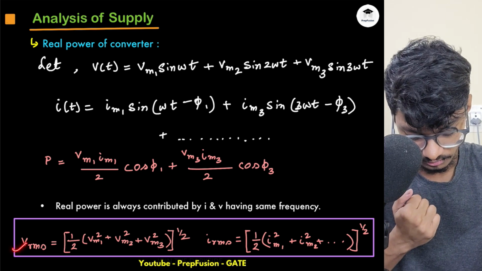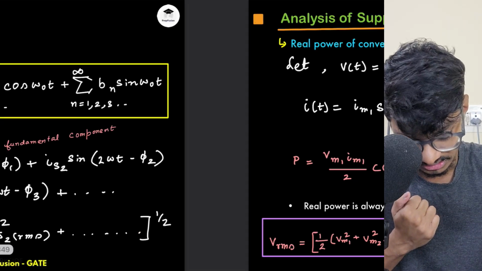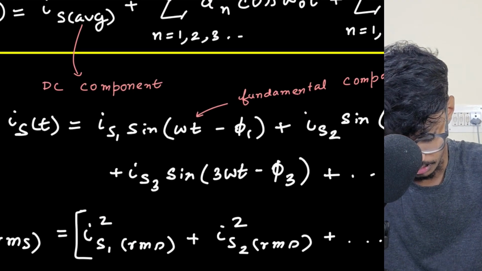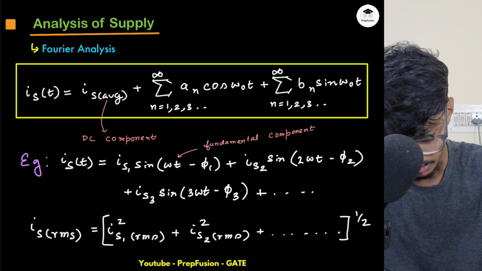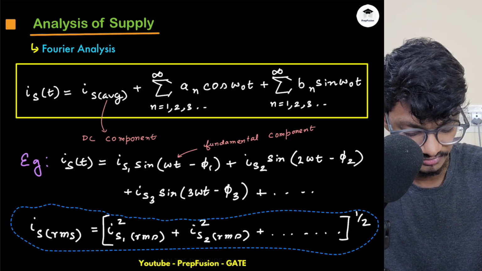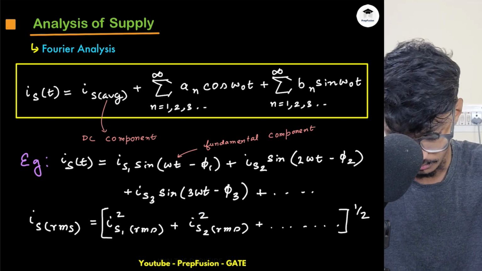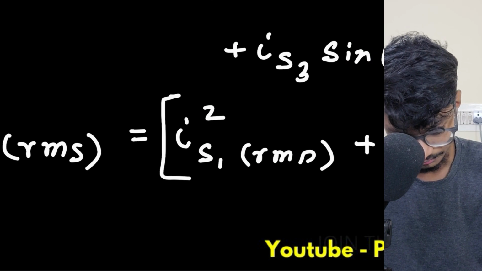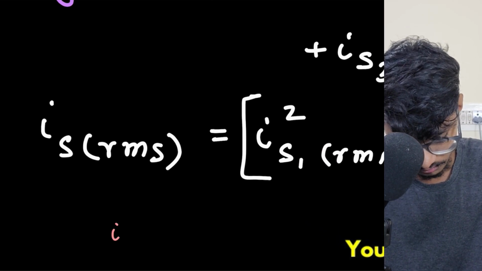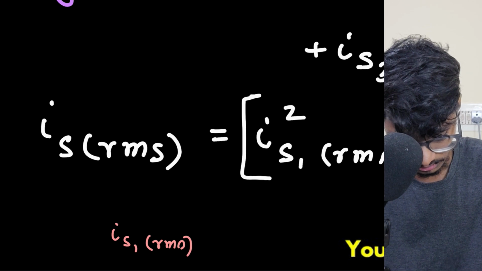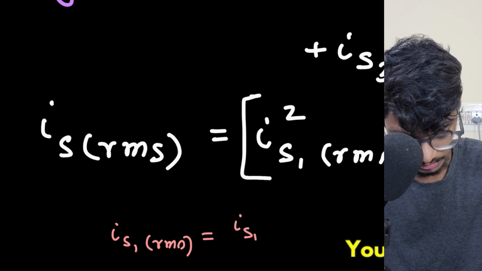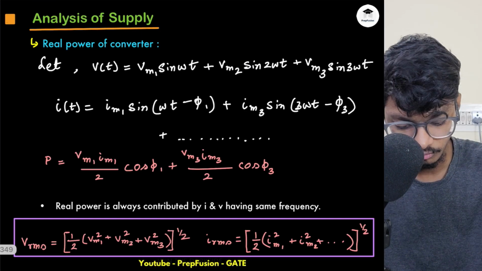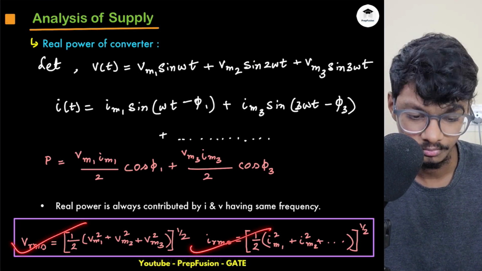Okay, so what is VRMS? VRMS is this, IRMS is this, right? So basically here IS1 RMS is what? IS1 by root 2. I will just write this over here, because what is the RMS of a sinusoid? It is peak by root 2, right? So I will just write here in short, IS1 RMS will be IS1 by root 2. Okay, so I hope you have understood how to compute VS RMS and how to compute I RMS.